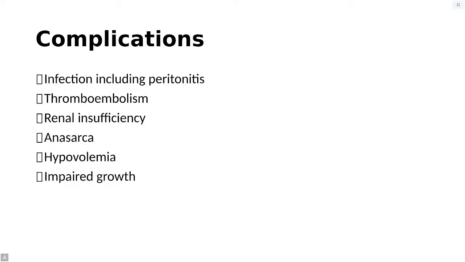What about the complications? Maybe 6 groups as I show you. Infection, including peritonitis. The second is thromboembolism, renal insufficiency, anasarca, hypovolemia, impaired growth.